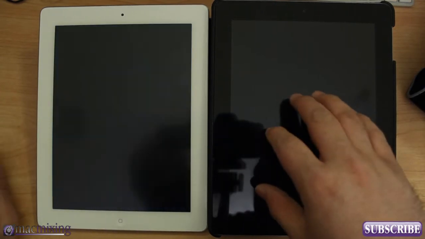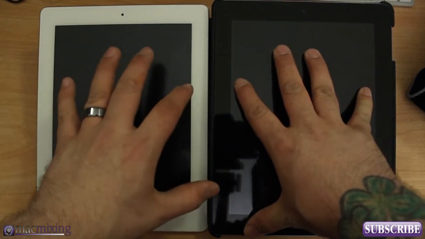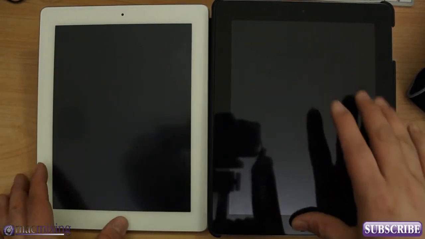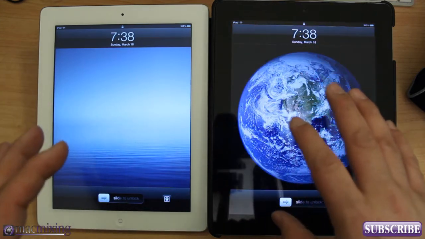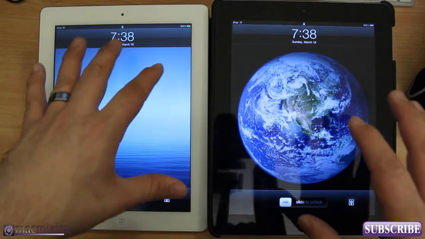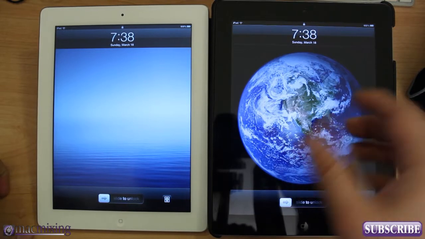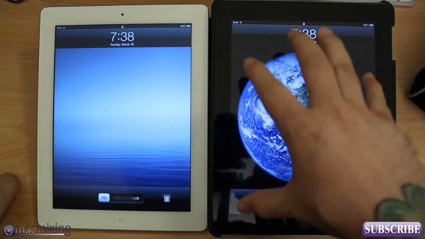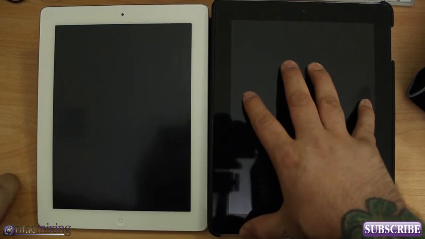Let me know what you guys think, though. Why do you think the iPad 2 boots up faster than the new iPad? Is this some kind of conspiracy that maybe the new iPad isn't better than the iPad 2? I don't know. Our benchmark tests show higher scores for the iPad 2 as well.